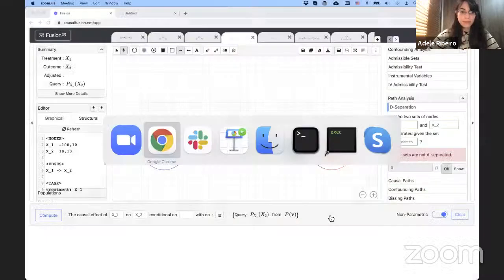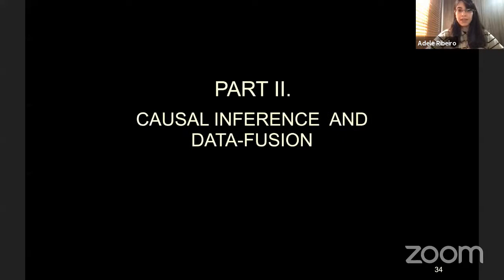Okay, let's start. I will share my screen again. Welcome back, everyone. So in this part of the tutorial, I will talk a little more specifically about the causal inference tools and the data fusion tools.